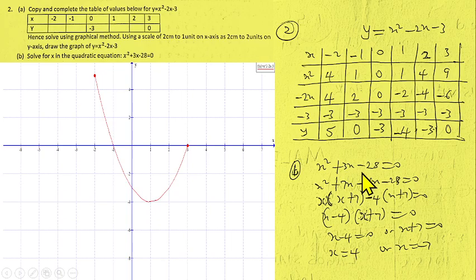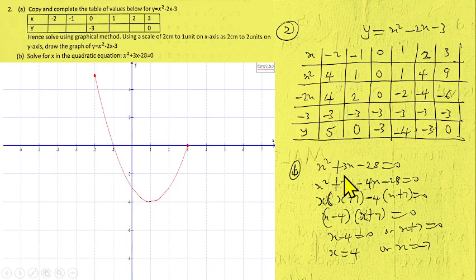So I have x squared plus 3x minus 28 equals 0. You can solve this one using the factorization method. Two numbers that multiply together to give us minus 28, and when you add them together give us plus 3. That should be 7 and minus 4. 7 times minus 4 gives us minus 28, and 7 minus 4 gives us 3.